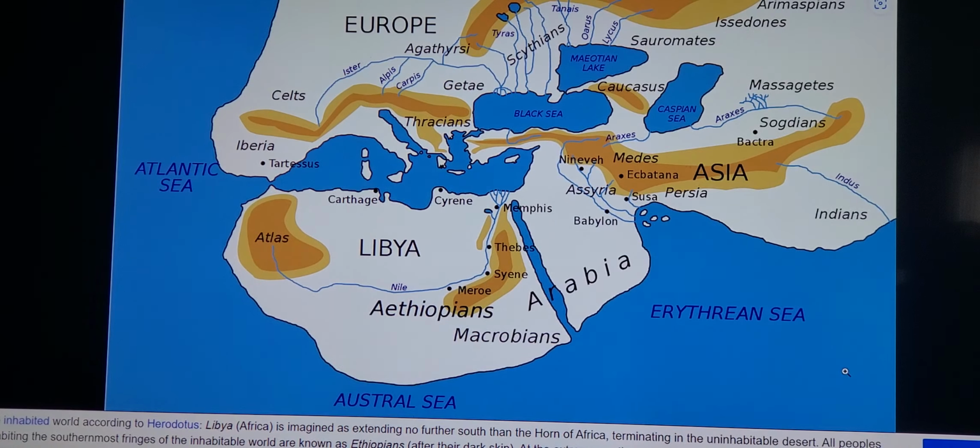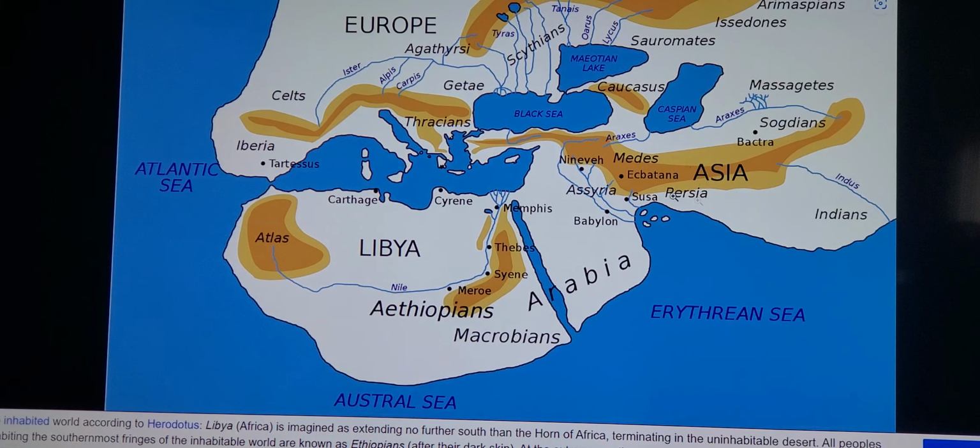Now we have an interesting map here. All right, you see Atlas, you see the Nile, which they have running into West Africa. Okay, you see Ethiopia, the Macrobians, Libya, Carthage. So Libya is Africa, northern Africa, by way of the Greeks and the Romans. Under the Nile, in this sense, by way of Herodotus, is the Ethiopians. Now, they still have on this map the Indians. It's not even India. It's now Indians from the Indus River.